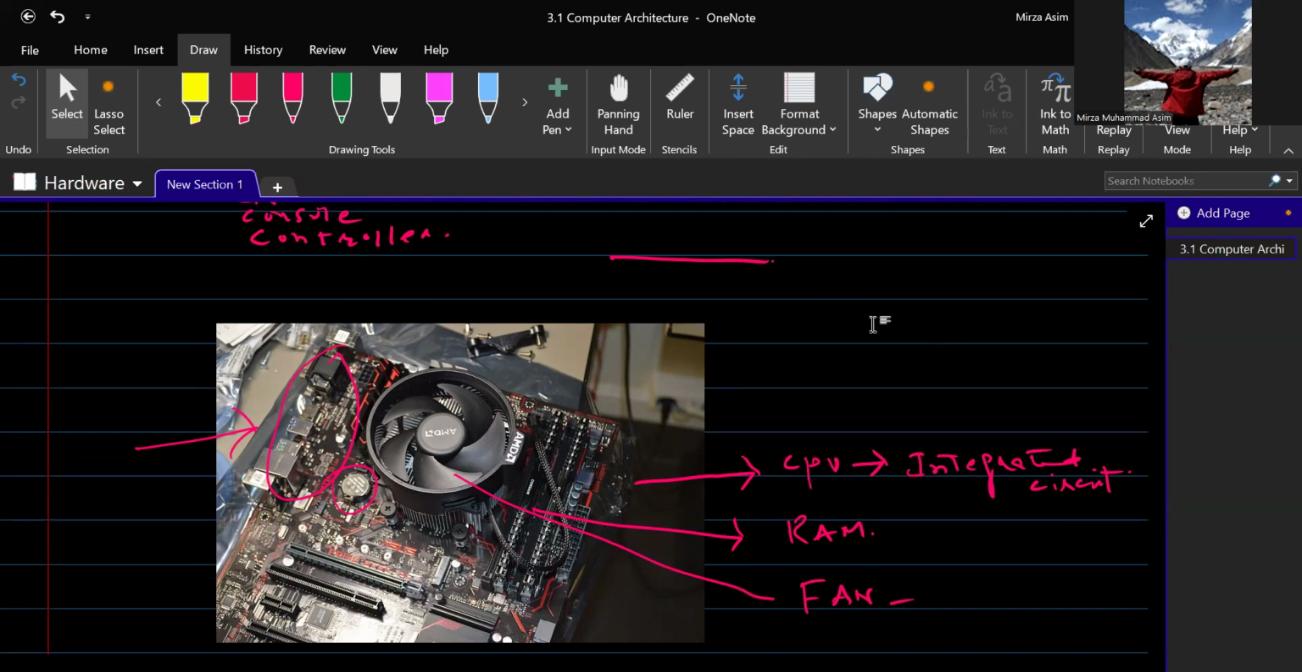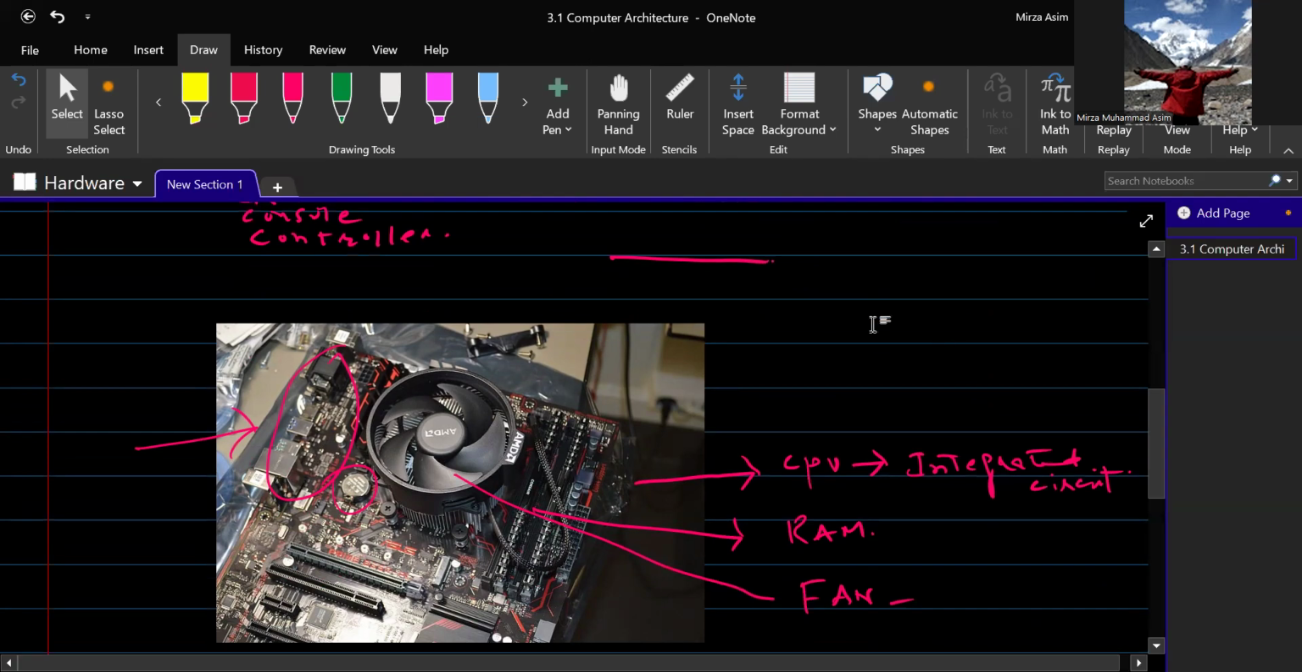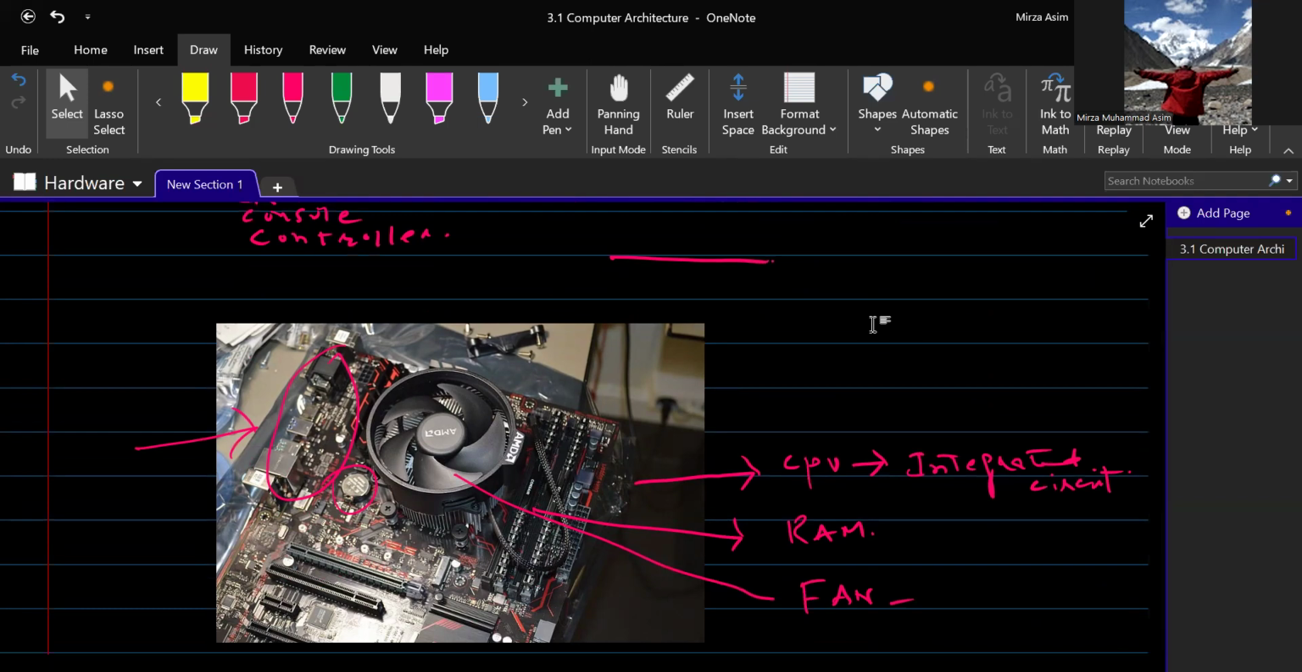In the next video, we'll talk about computer architecture: how things happen in the computer when you type something, how it is taken by the computer as an instruction, and how the CPU processes the data with its different components, right?